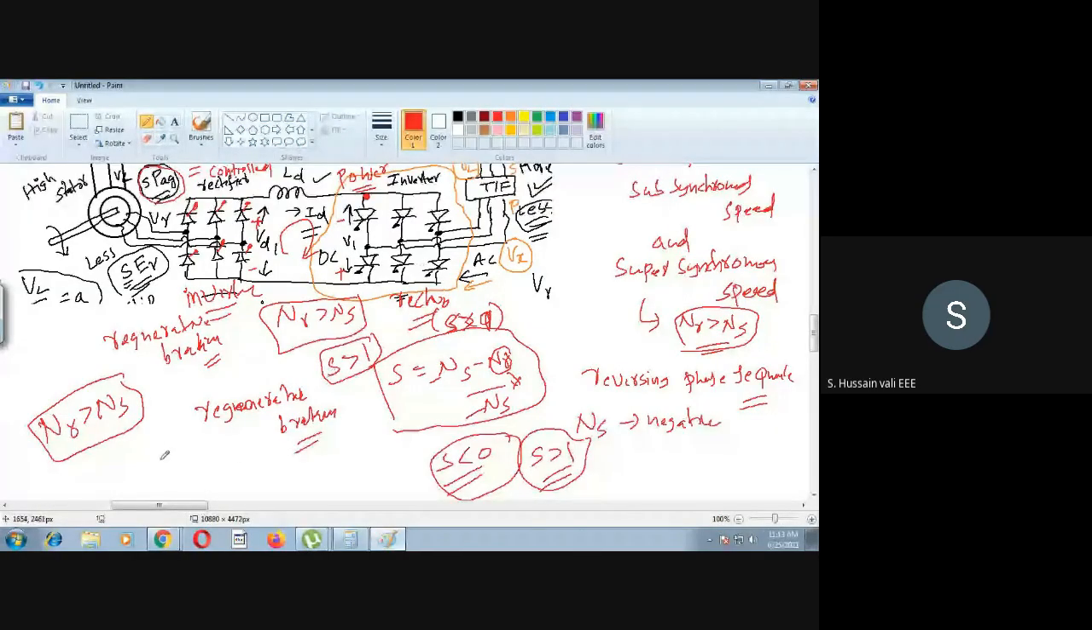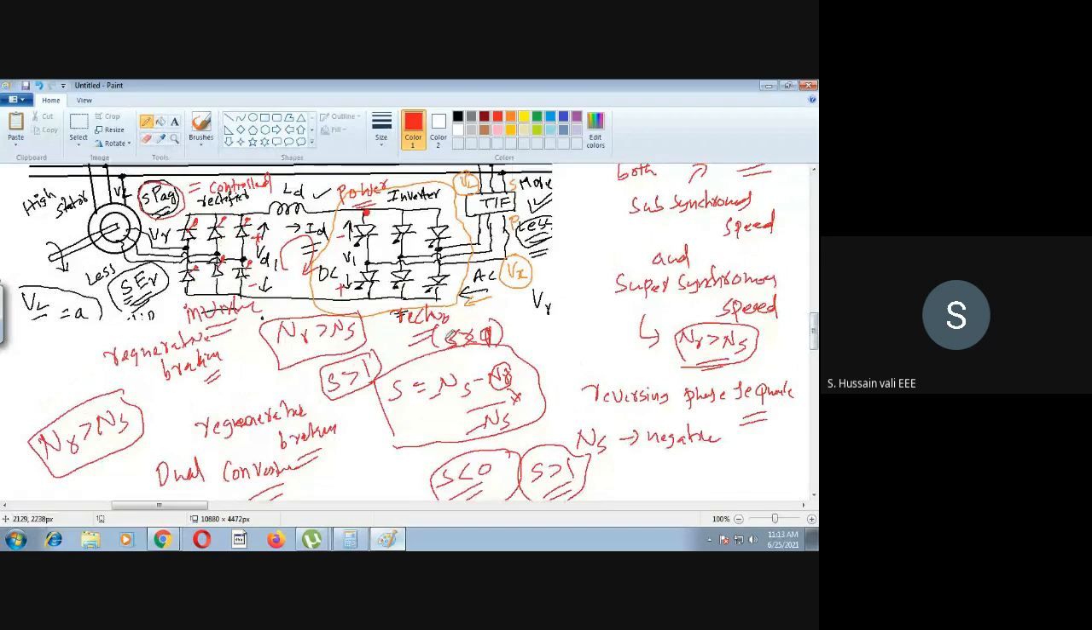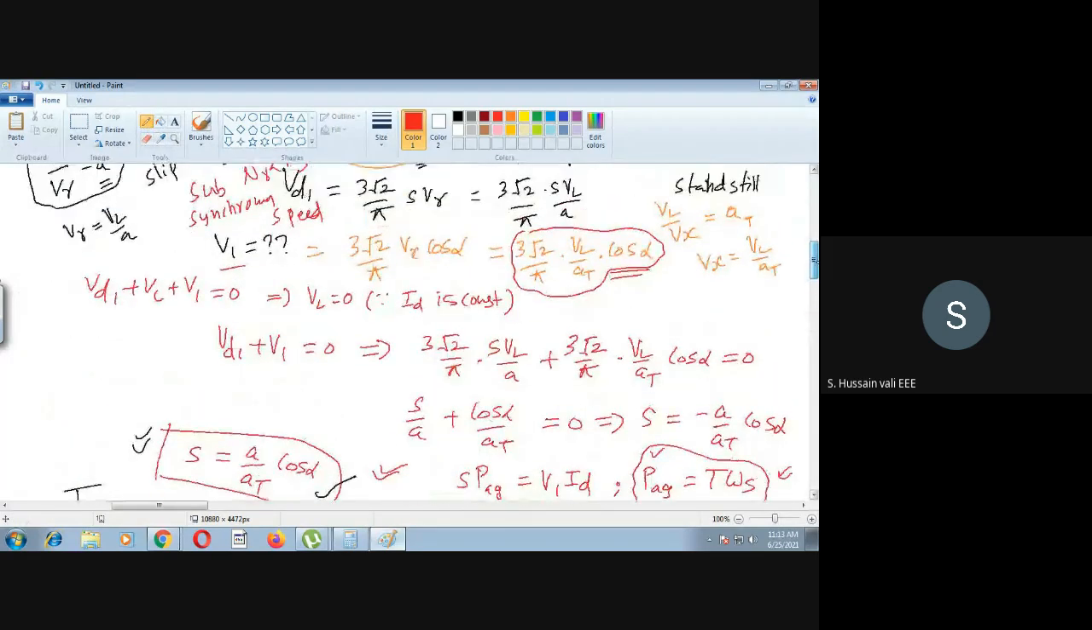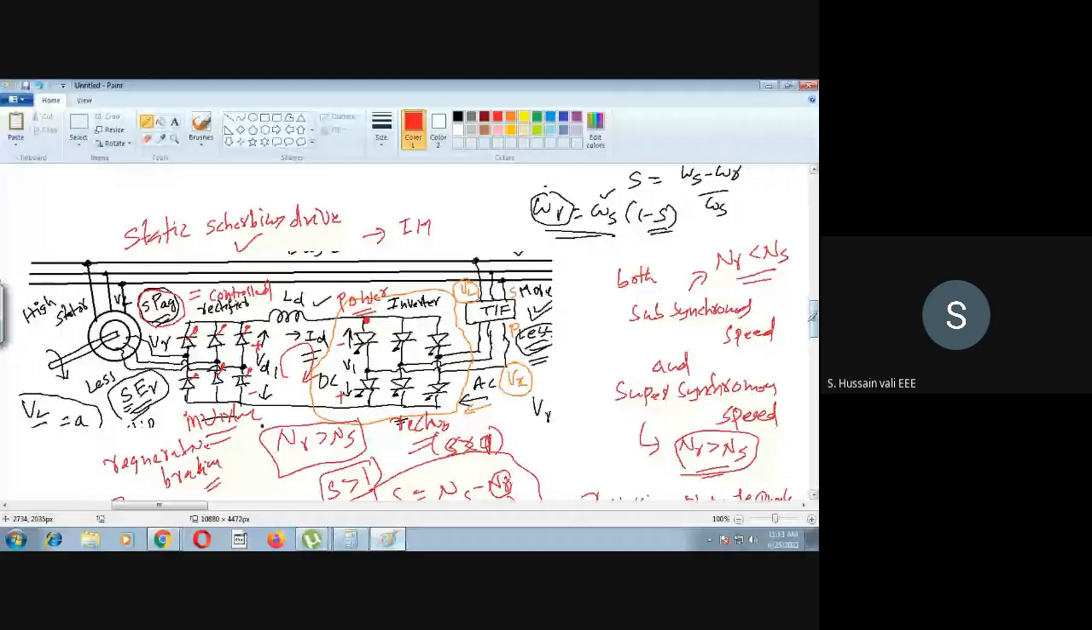So it's something like a dual converter operation. You recall the dual converter operation. Combinedly you can run this at super synchronous speed, whereas the previous one you can run only at sub synchronous speed. But remember, in both cases it is a Scherbius drive only. So in both cases you are recovering the slip power.